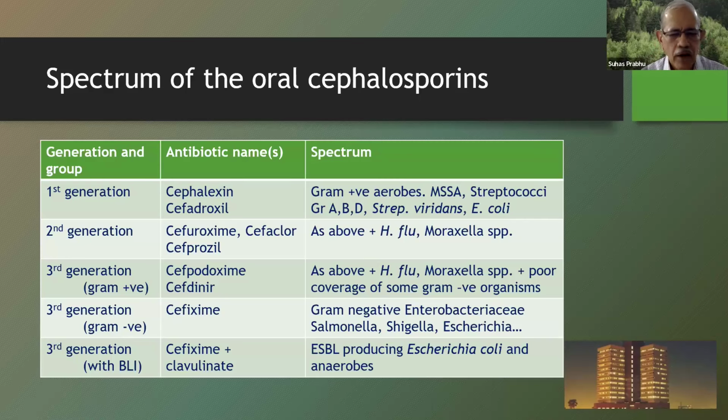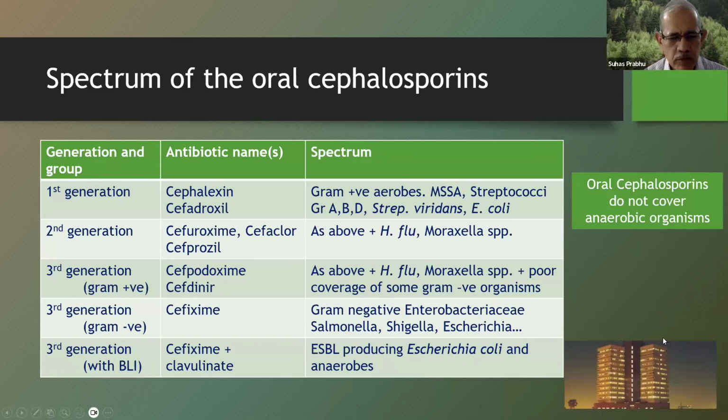infections. And finally, we have cefixime with clavulanate, that is a combination of a cephalosporin with a beta-lactamase inhibitor. That is a chemical that stops the beta-lactamase from destroying the antibiotic. And this is useful for ESBL, that is extended-spectrum beta-lactamase producing Escherichia coli, and also enables the cephalosporin to cover anaerobes. But otherwise, remember, oral cephalosporins besides this one do not cover anaerobic organisms.